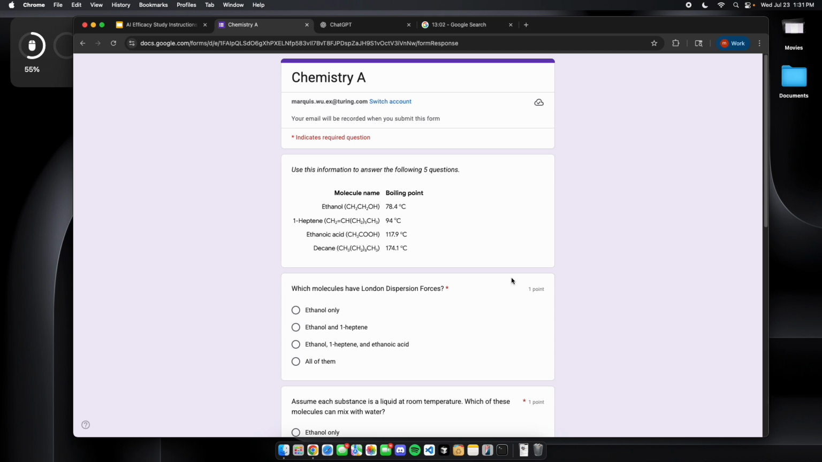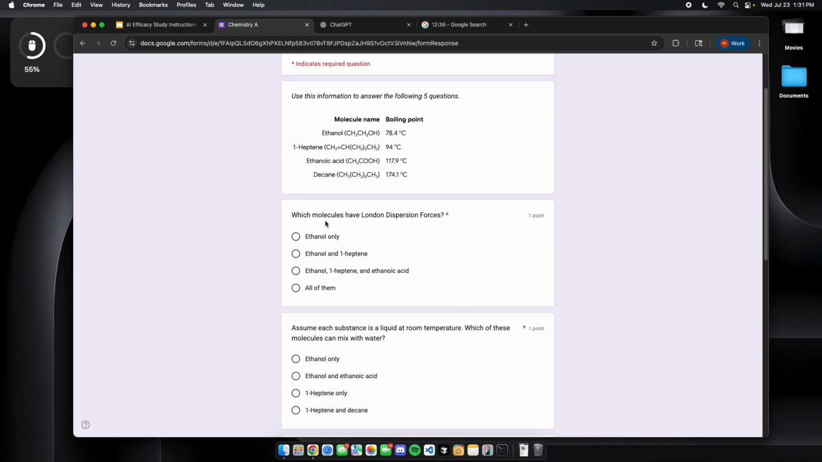Molecule name: ethanol, 1-heptene, ethanoic acid, decane. I can see that they've listed the boiling points and also what the molecule is. However, I don't exactly know what an ethanol is or any of these things, so we'll try.